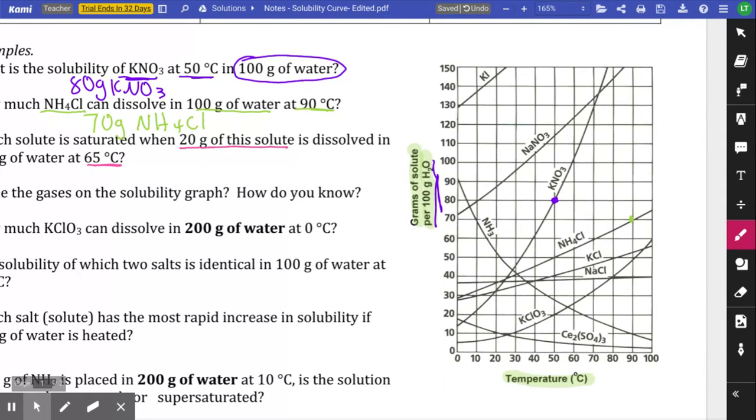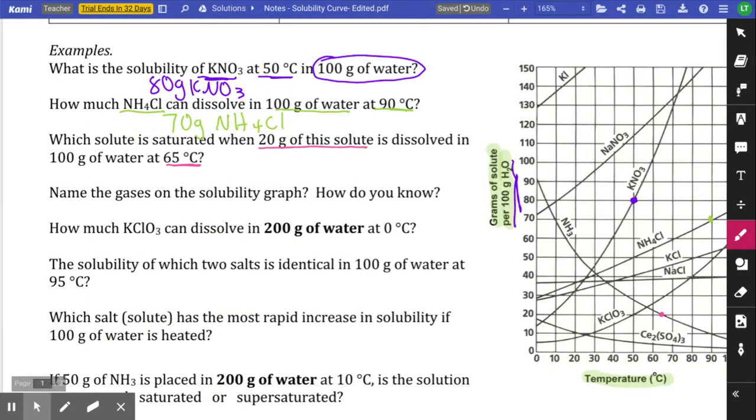All right. So I'm looking at 20 grams of solute at 65 degrees Celsius. That's right about at that point on my graph. So 65, 20. And which substance is saturated? Basically, which line is my dot on? And right now, my dot is on ammonia, or NH3.